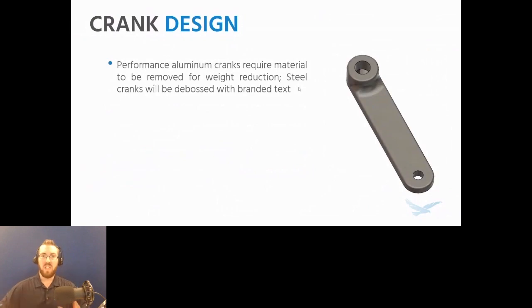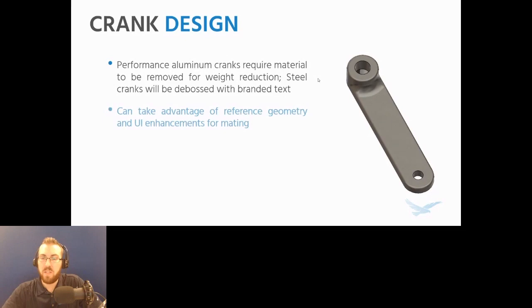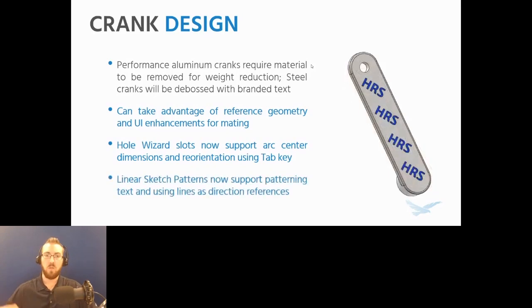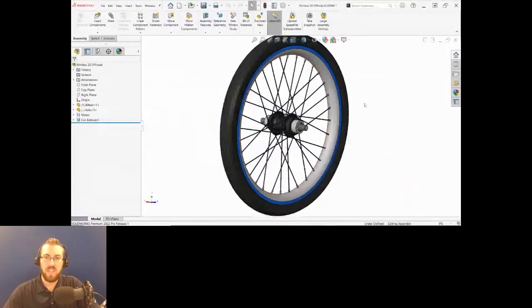All right, next piece here. Our cranks are going to come in 3 different flavors. We have our standard steel, that's just a regular old crank. We also want an aluminum version that has a slot cut out for it for weight reduction. And then we want a branded version of the steel crank that's debossed with some branded text. This will give us a chance to see a handful of improvements for reference geometry and some more UI stuff, the whole wizard slot functionality that's been improved, and we're also going to see how linear sketch patterns now support text patterning. So let's go check out a few examples of these.